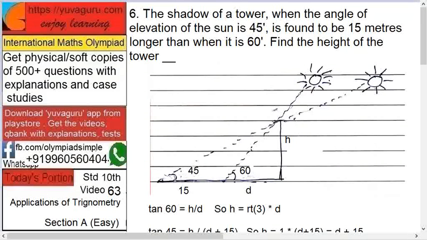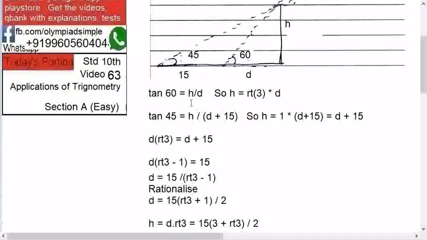Say this is 45 degrees, then the shadow is d plus 15. And when it is 60 degrees, it is d, right? And the height is h, common. Obviously, when the angle is lower, the shadow will be longer. So tan 60 equals h upon d, opposite upon adjacent, right? Therefore, h equals what? Tan 60 into d. But tan 60 is what? Root 3. Therefore, h equals d root 3.